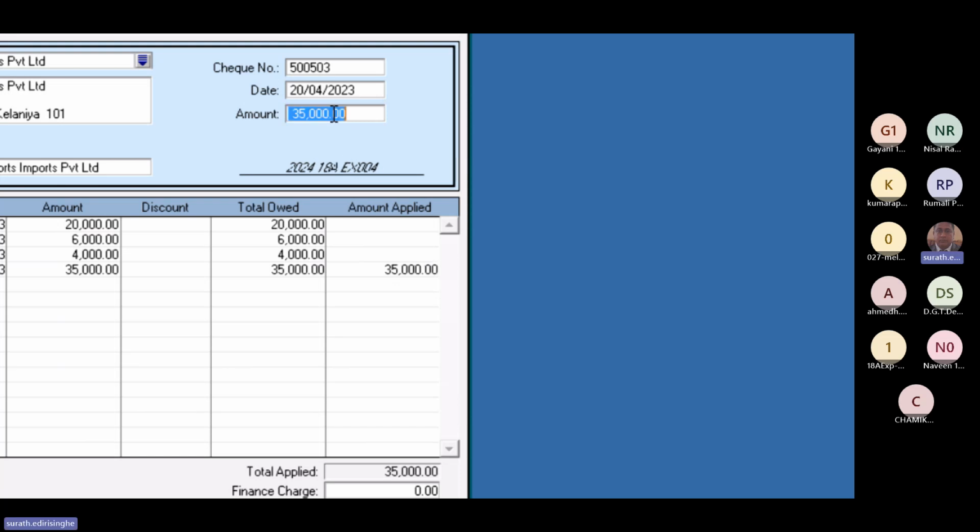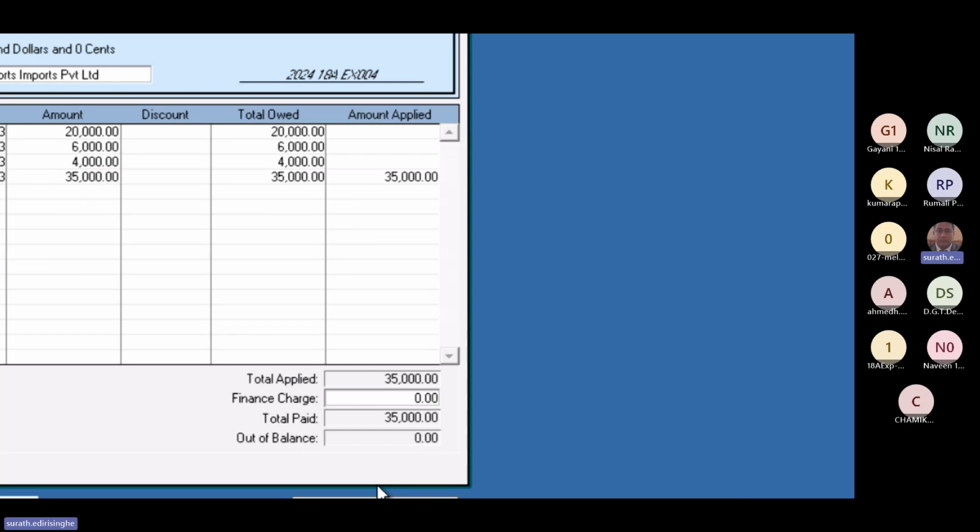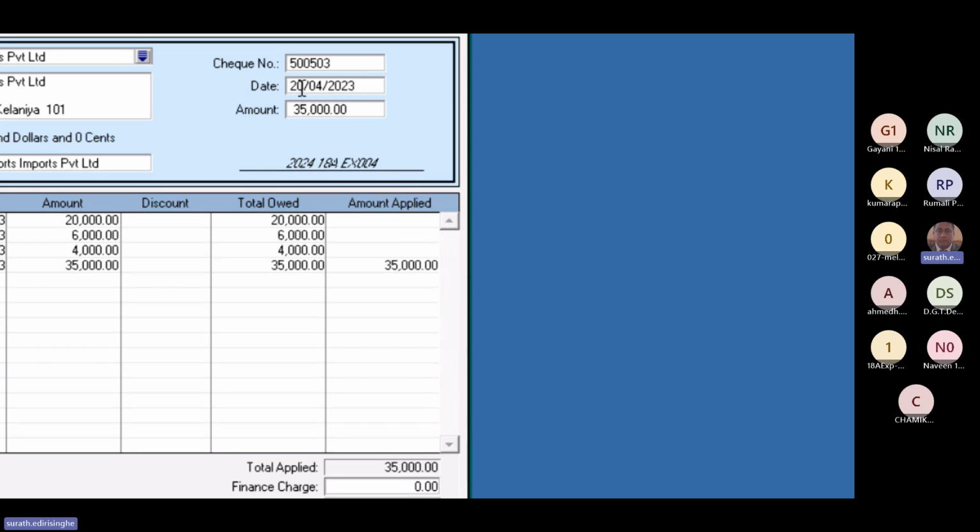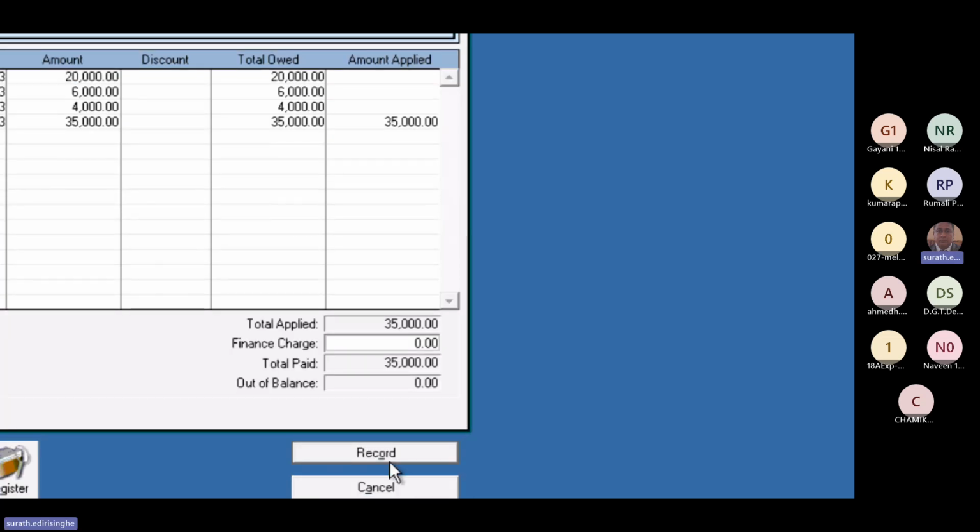Then click here and tap. Then out of balance 0. So is it 20th or 25th? Any day, you decide. 25th. Then record.